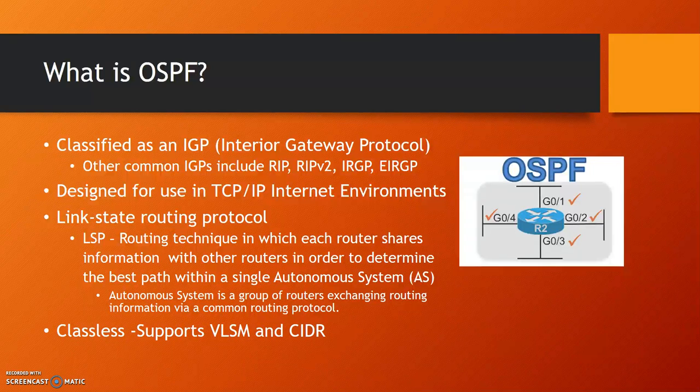Link state protocol is basically a routing technique in which each router shares information with other routers in order to determine the best path within a single autonomous system. A single autonomous system basically is a group of routers exchanging routing information via a common routing protocol. It's also classless, which means it supports variable length subnet masking and CIDR. That's different than, say, RIP, which did not take subnets into account.